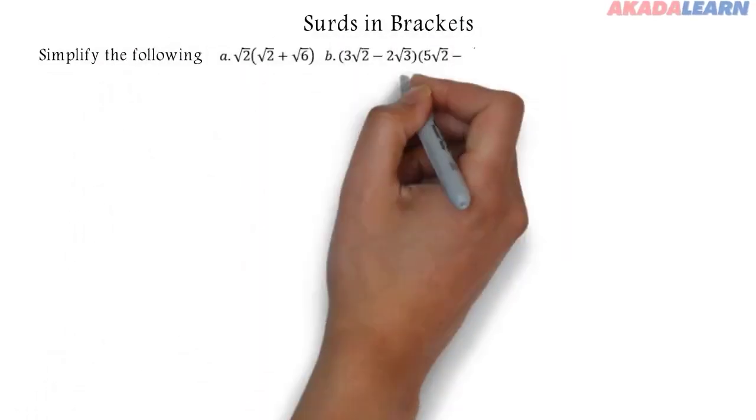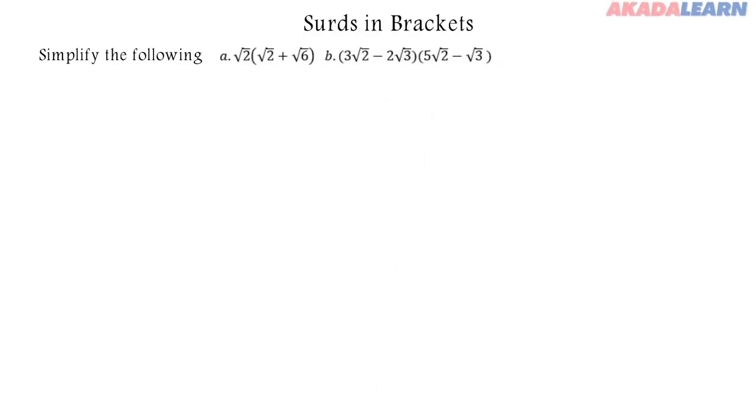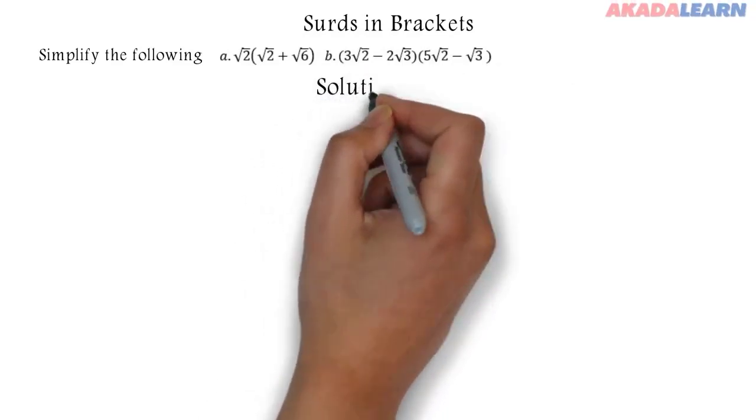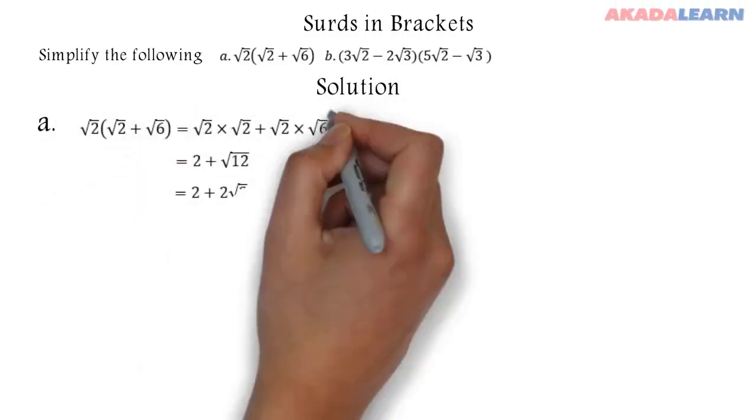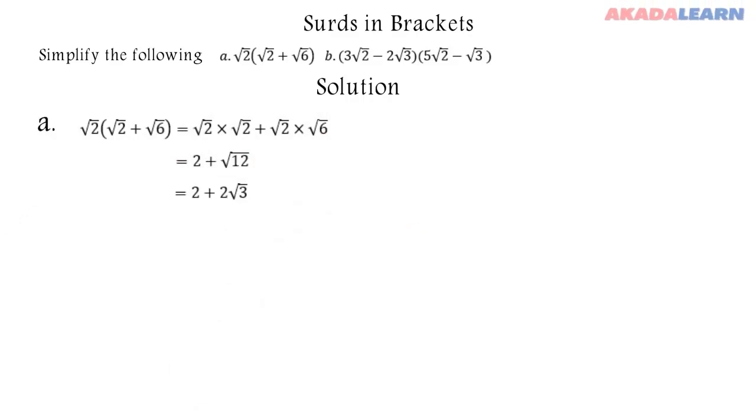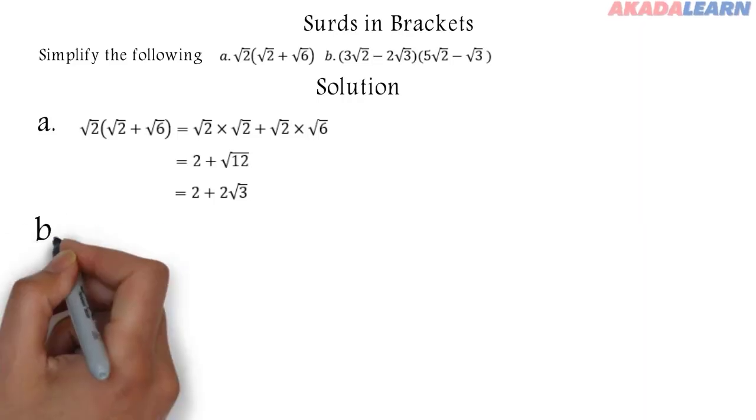So the normal way of simplification is opening the bracket. For the first one we are going to have root 2 times root 2 plus root 2 times root 6. Root 2 times root 2 is 2. Then root 2 times root 6 is root 12. And we discover that root 12 can simplify to 2 root 3. Okay, let's see the second one now.